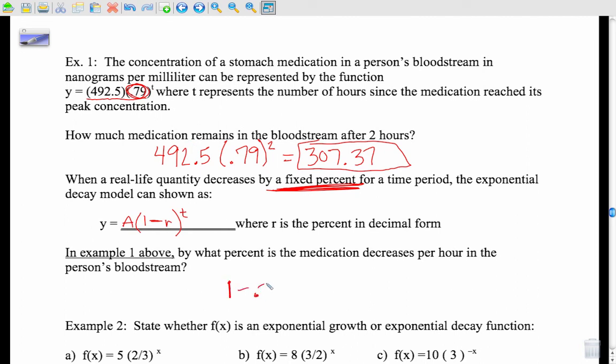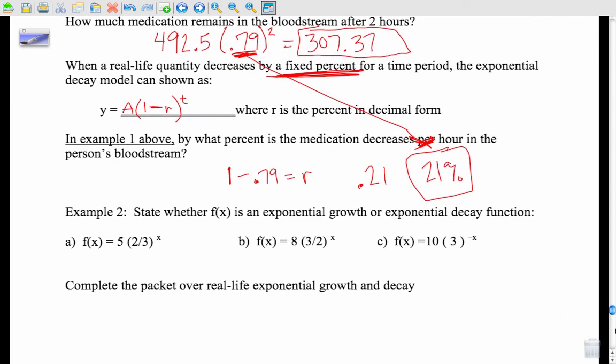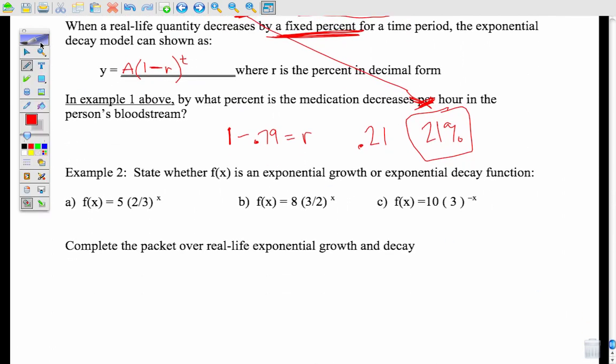So using that, in example 1 up above here, if you wanted to know what percentage this 0.79 was, you would say, okay, I know that 1 minus my rate here, which is 0.79, is going to equal this R. So 1 minus 0.79 is 0.21, which is 21%. Meaning, if you have 0.79 as a decay factor, because that is 0.21 away from 1, therefore you have a 21% decrease.